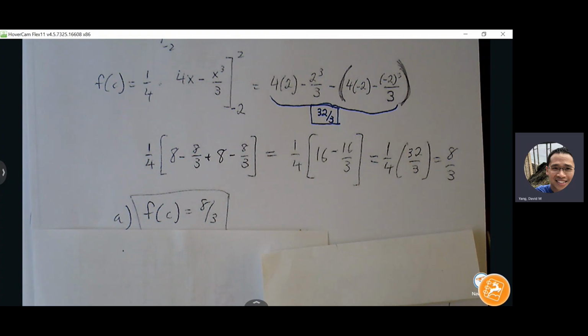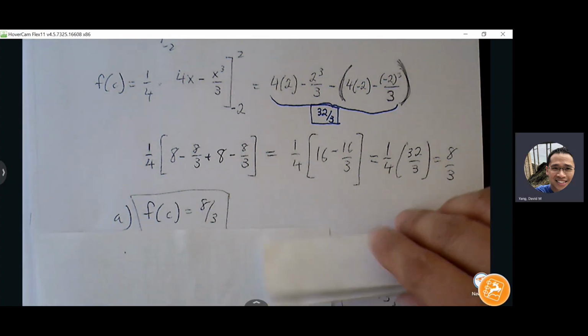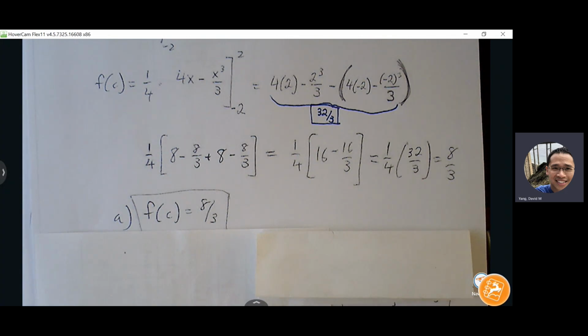How do we find the c value? Basically, your average value is your y value. So I know the average height of my graph. Now I want to find the location where that exists. So replace 8/3 in for the y of your original function, and then solve for x. Make sure you're using the original function, you're not using the antiderivative. We have to go back to the original graph.